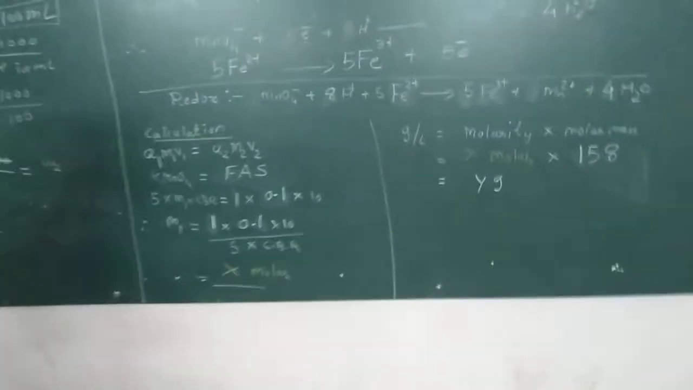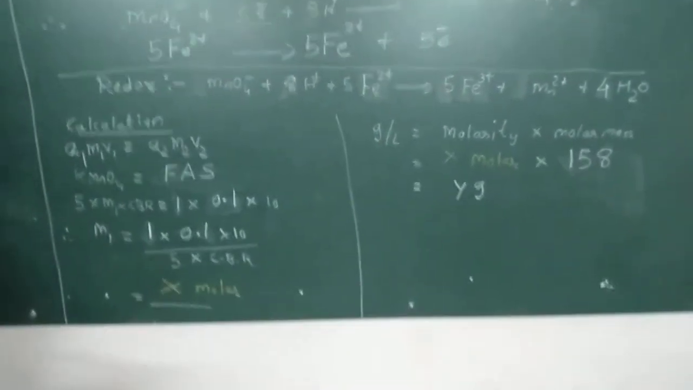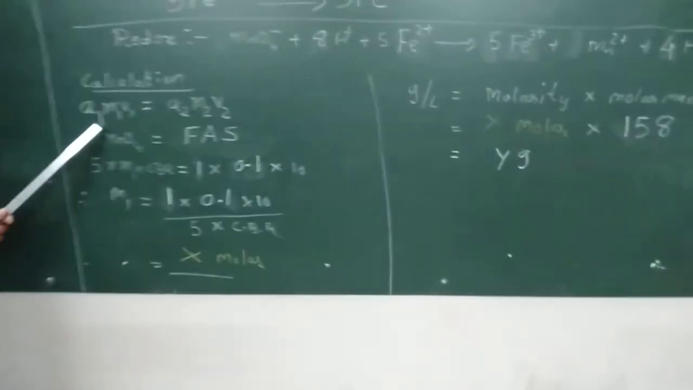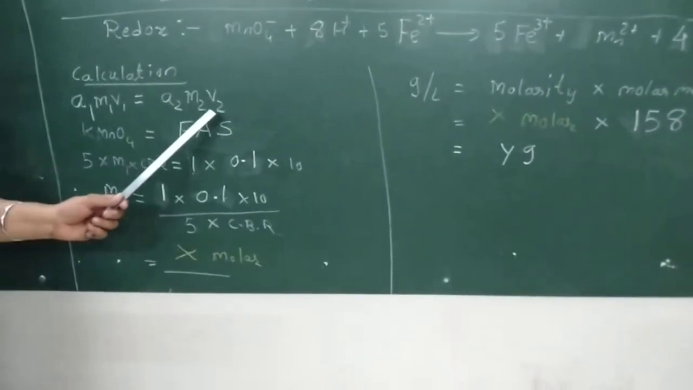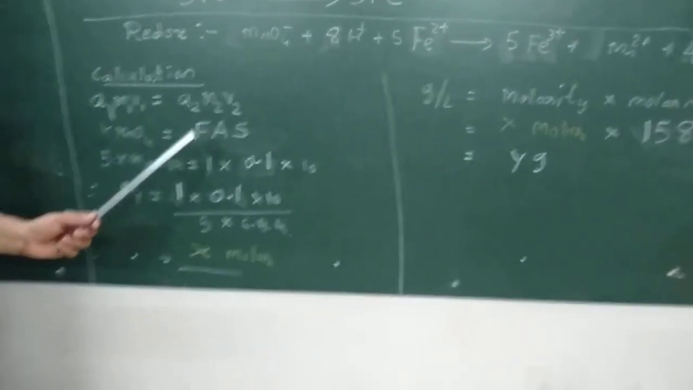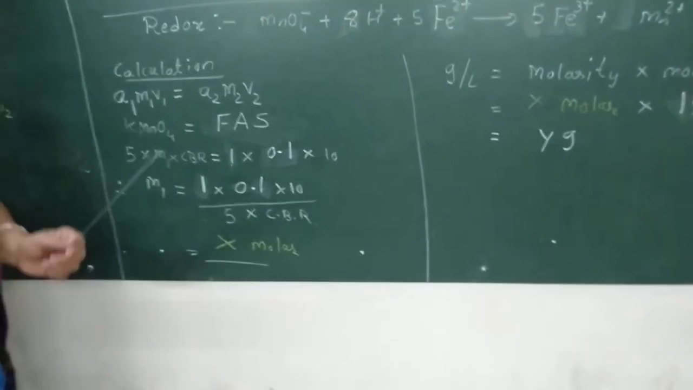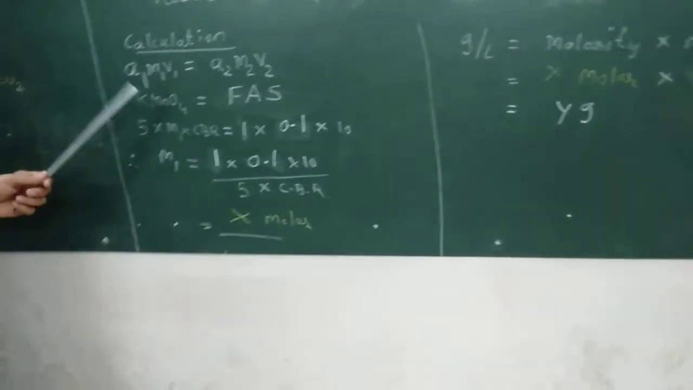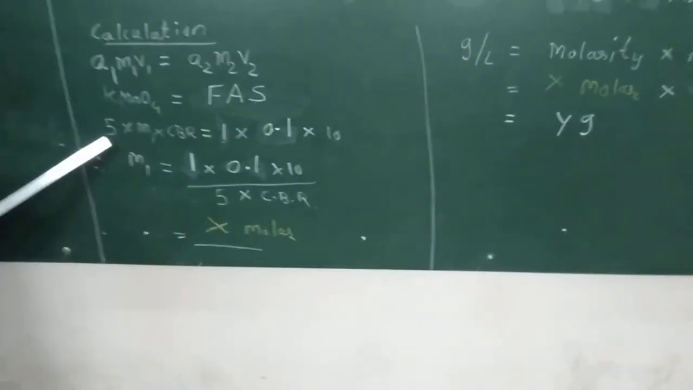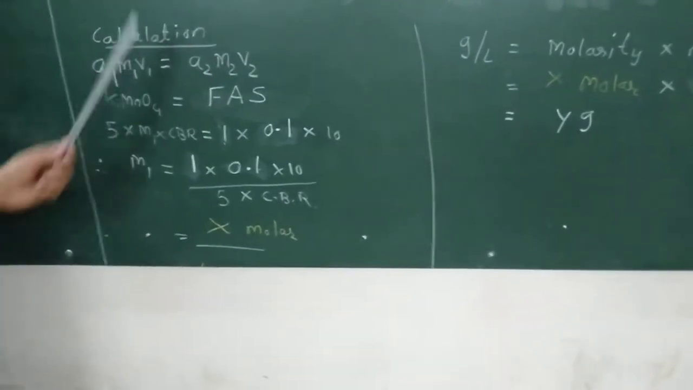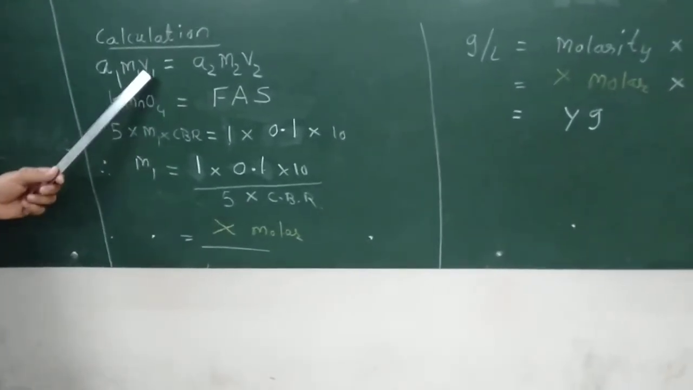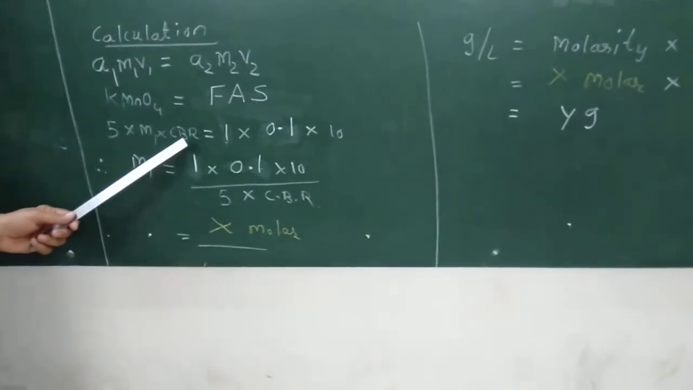So after getting the burette reading, we are going to do the calculation of this titration. For that purpose, our formula is A1 M1 V1 is equal to A2 M2 V2. Here A1 and A2 indicate the activity, and this activity is nothing but the number of electrons lost and gained. KMnO4 is gaining 5 electrons, so the value of A1 I have taken as 5. We don't know the molarity of the KMnO4 solution, so M1 I have taken as it is, and V1 is our concordant burette reading.